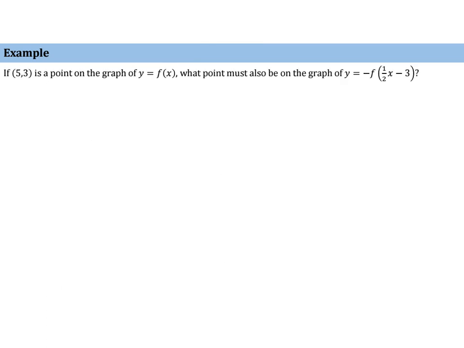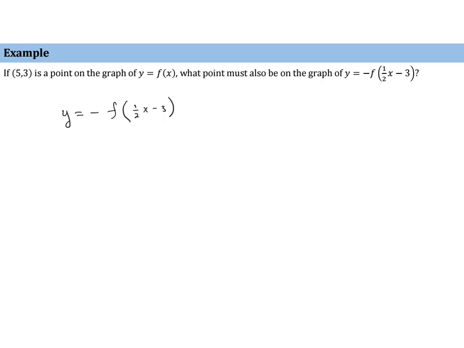Now, we don't have the full graph here on this example. We just have a point (5, 3). And we want to know what that point must be on the transformed graph. So let's take a look at what's going on with the transformation here. So we have y equals negative f of (1/2 x minus 3).